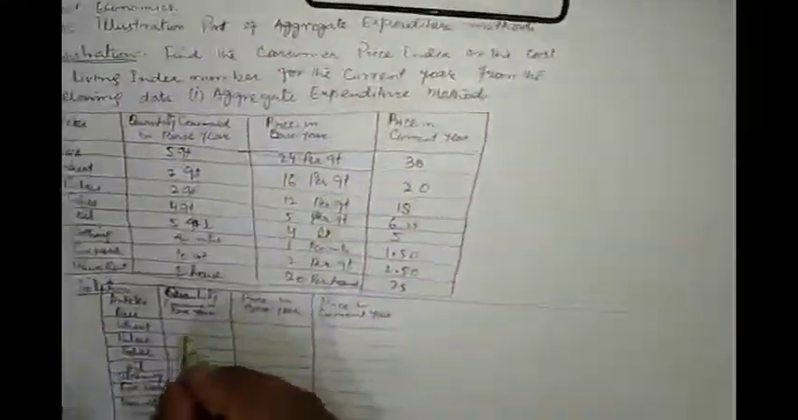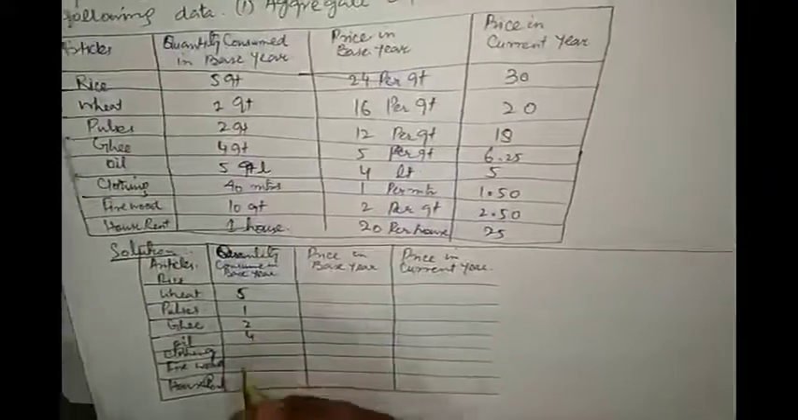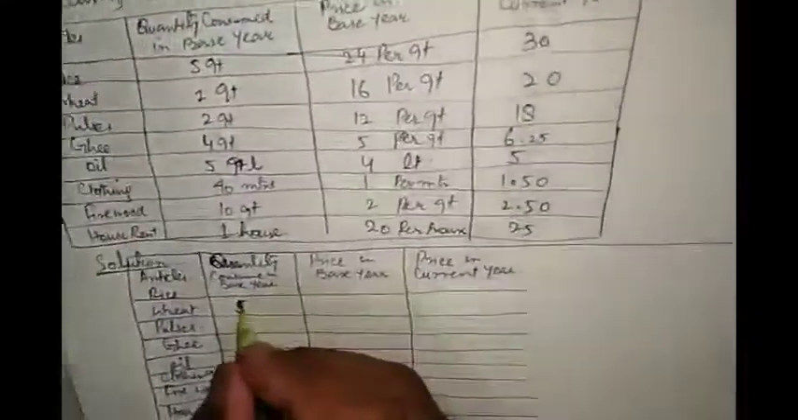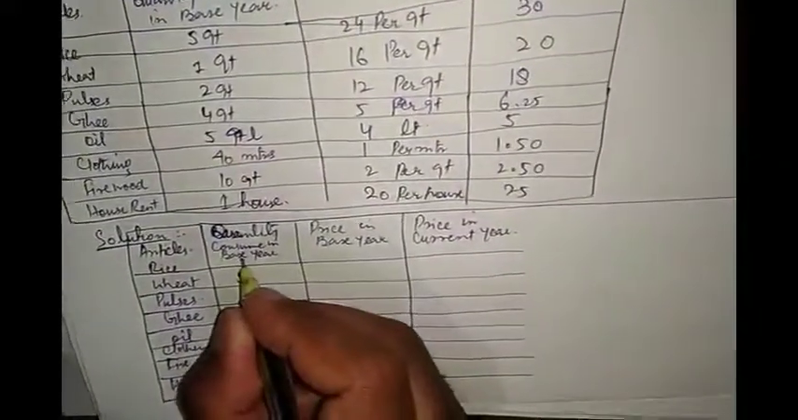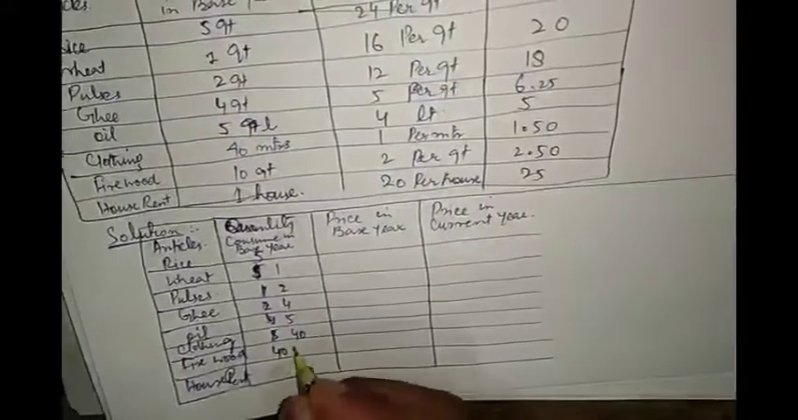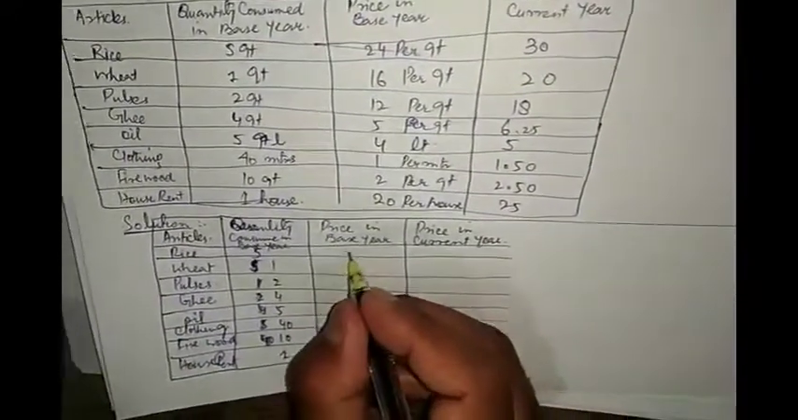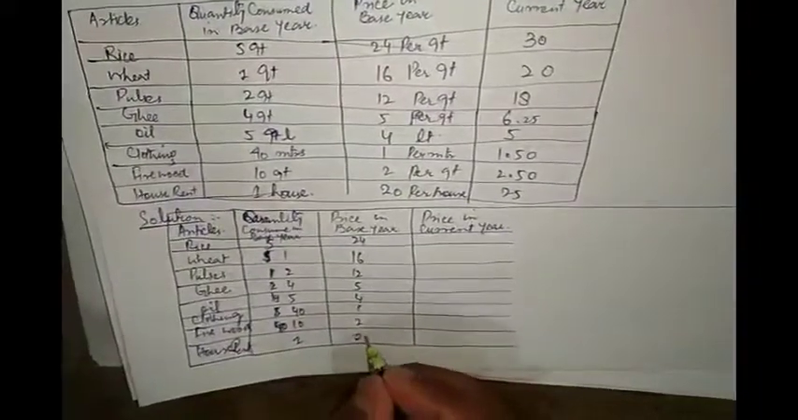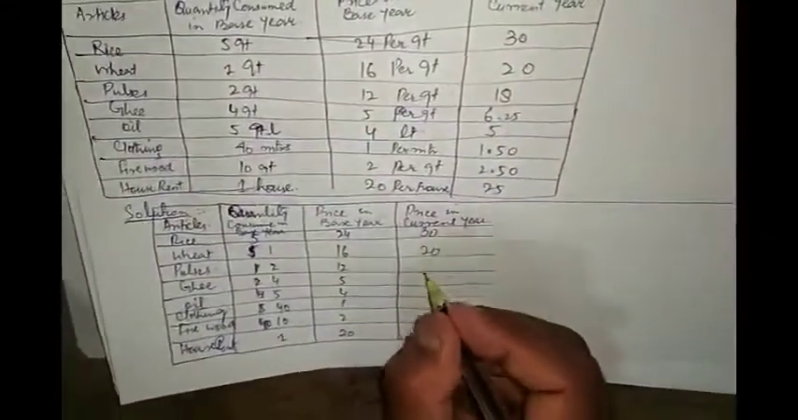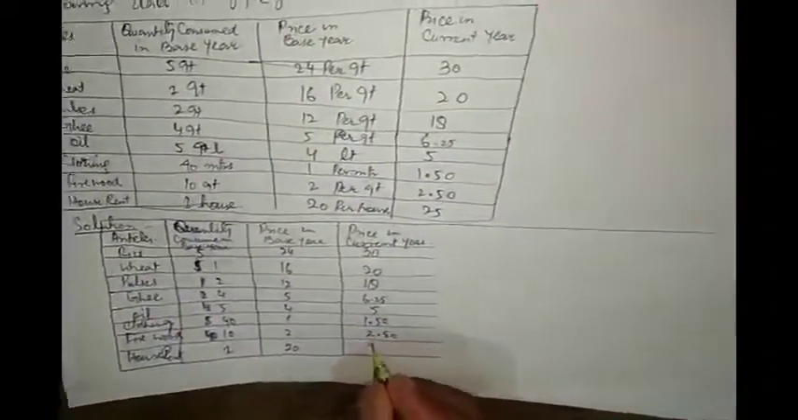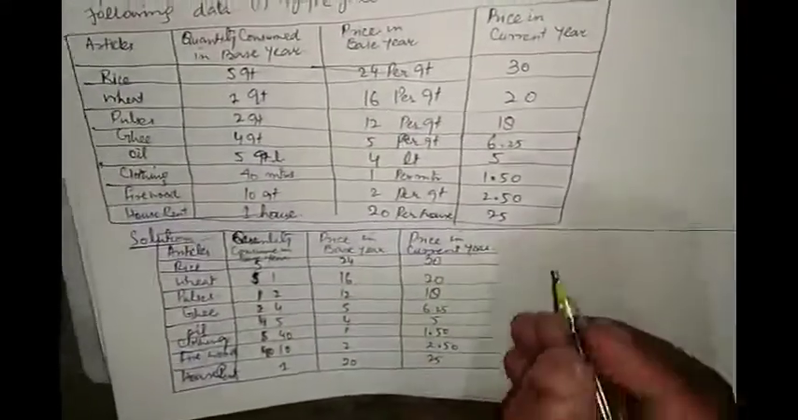Above data is the same. We will write 5, 1, 2, 4, 5, 40, 10 and 1, 24, 16, 12, 5, 4, 1, 2, 20, 30, 20, 18, 6.25, 5, 1.50, 2.50 and 25. This is the data that we have been given.